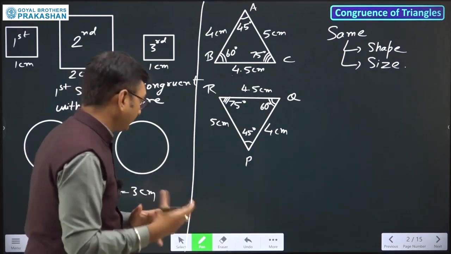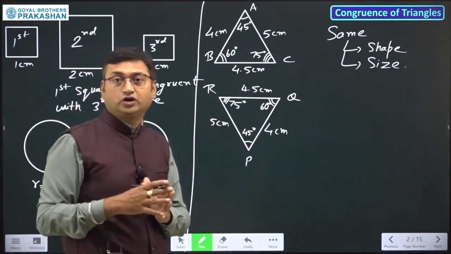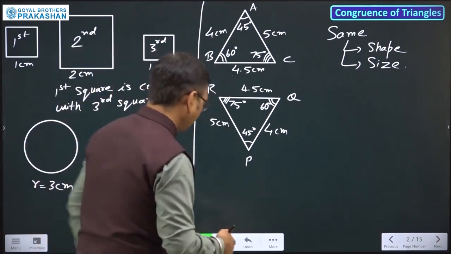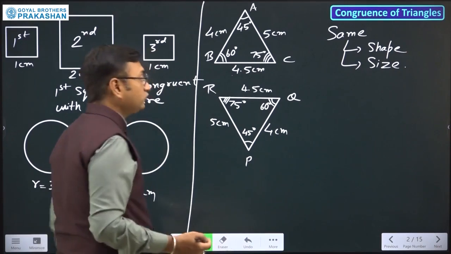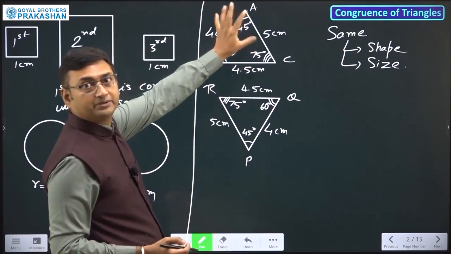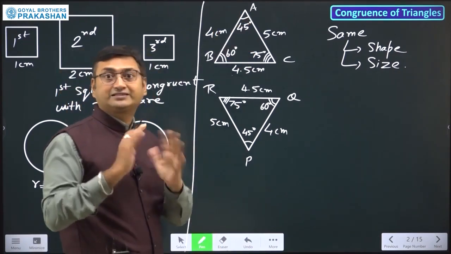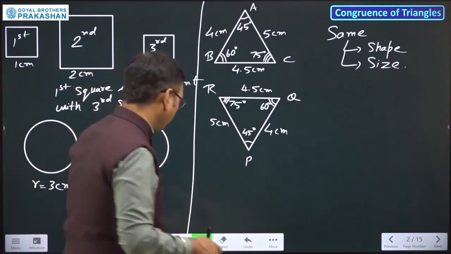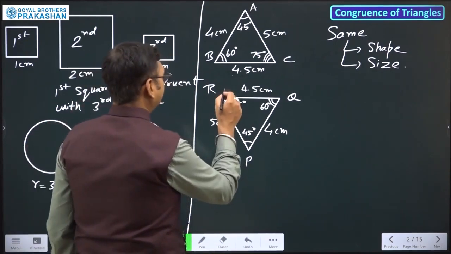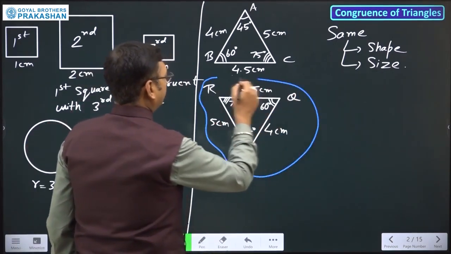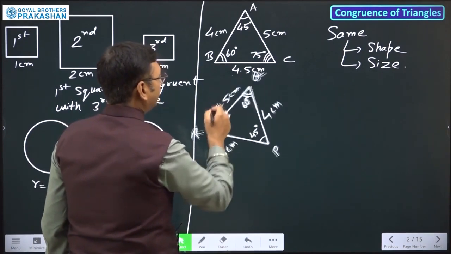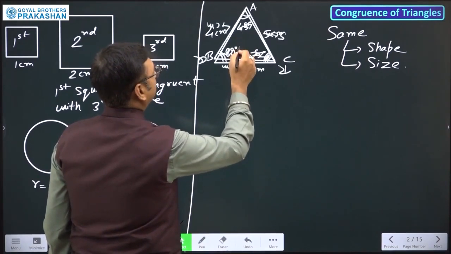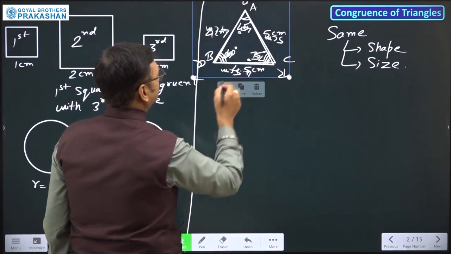Yes or no? Okay, what is your answer? I think you all are telling yes, they are congruent. Why? So first of all, we'll select this triangle and we'll try to put it on this one, to see whether it will overlap this triangle or not. If it exactly superimposes both the triangles on each other, then they both are congruent. For that I have to select this triangle first of all. Okay, and we'll rotate it. And then we'll try to put it on the first triangle.